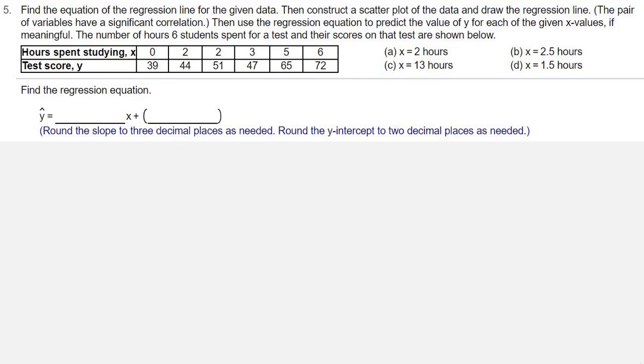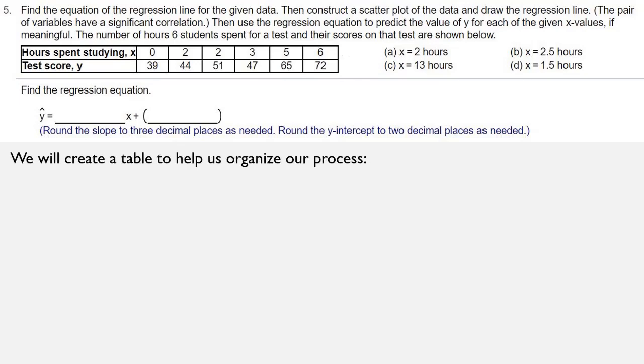The pair of variables have a significant correlation. Then use the regression equation to predict the value of y for each of the given x values, if meaningful. The number of hours 6 students spent for a test and their scores on that test are shown below. So the first question is find the regression line.